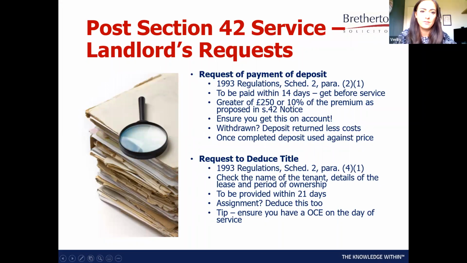Okay, so once we've served our Section 42 notice, between the period of time of service of the Section 42 notice and the landlord's counter notice, so that 2-month, 2-week given for service period, they can make a few requests about your client's claim. The 2 most usual requests are on your screen at the minute. So a request of payment of deposit. It's in the 1993 regulations, Schedule 2, paragraph 2.1, and this is to be paid within 14 days.